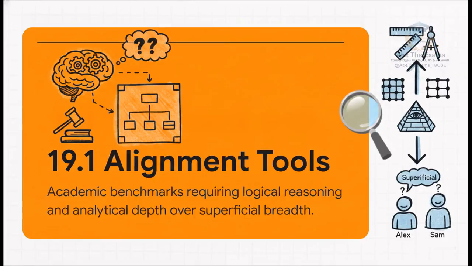Honestly, the examiner does not care that you know where the button is on the toolbar. A middle schooler knows that. They care that you have the analytical depth to justify why the data must be presented that way to solve the specific scenario's problem. Superficial breadth, like just naming the tools rapidly, will leave you stuck in the mud with Alex and Sam at the very bottom of the mark scheme.